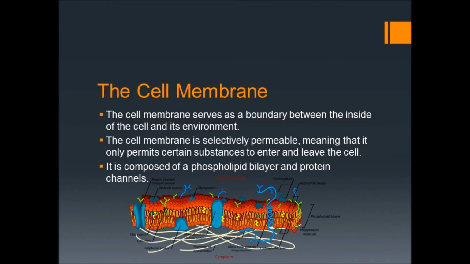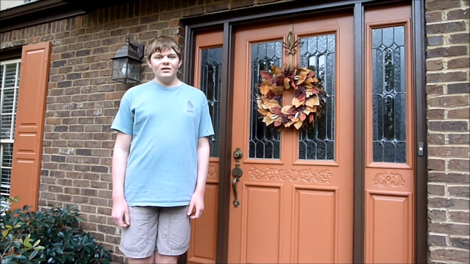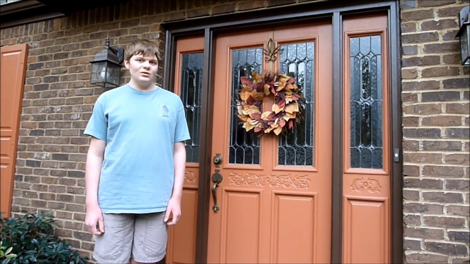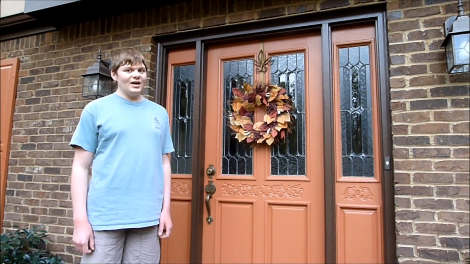Oops. The cell membrane serves as a boundary between the inside of the cell and the cell's environment. The cell membrane is selectively permeable, meaning that it only permits certain substances to enter and leave the cell. It is composed of a phospholipid bilayer and protein channels. Just like the cell membrane, the front door only allows specific people to move in and out of the house.